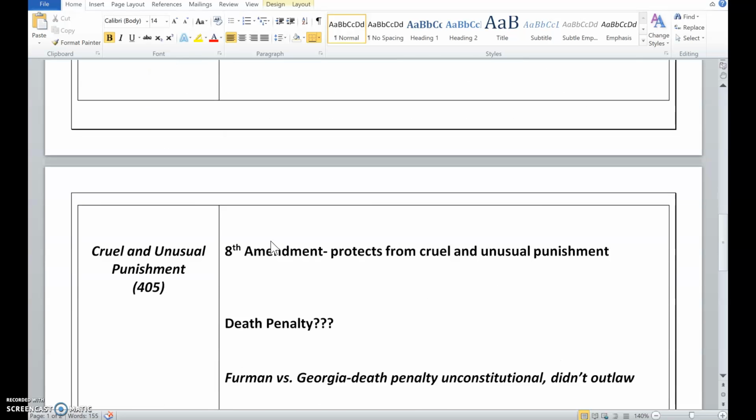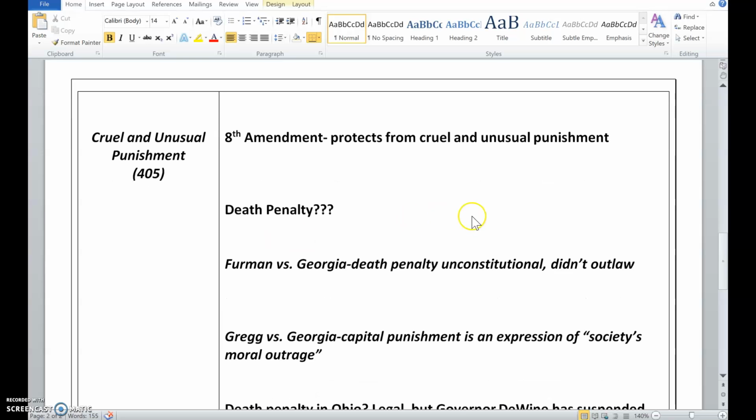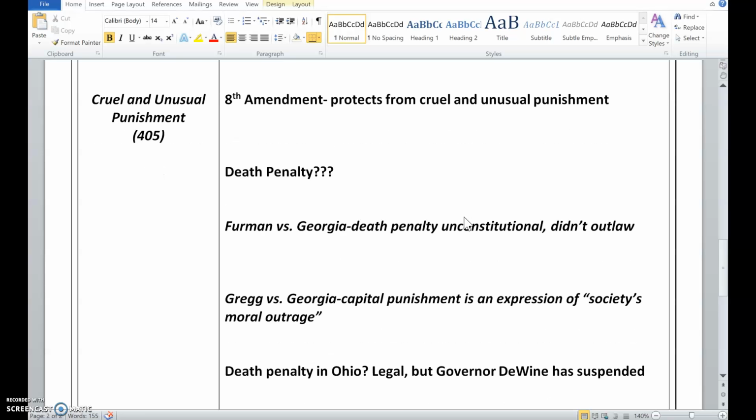Okay, the last amendment in this section of the book is the Eighth Amendment. It protects you from cruel and unusual punishment. Remember, this also includes that whatever your punishment is has to fit the crime. So if you get a speeding ticket, they can't put you in jail for 2 years for that. That would be cruel and unusual punishment. Okay. What this section mainly deals with, because cruel and unusual punishment can be all over the place, is the death penalty. Is the death penalty cruel and unusual punishment?